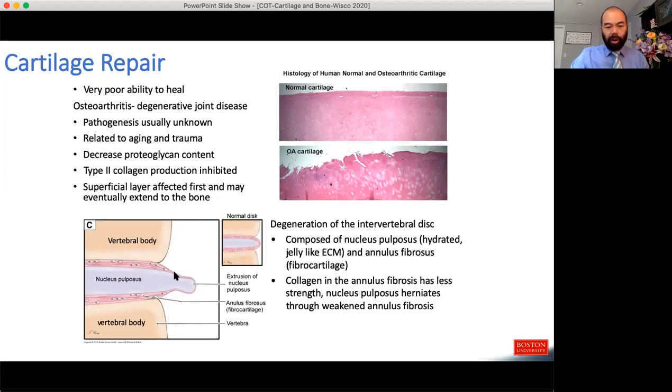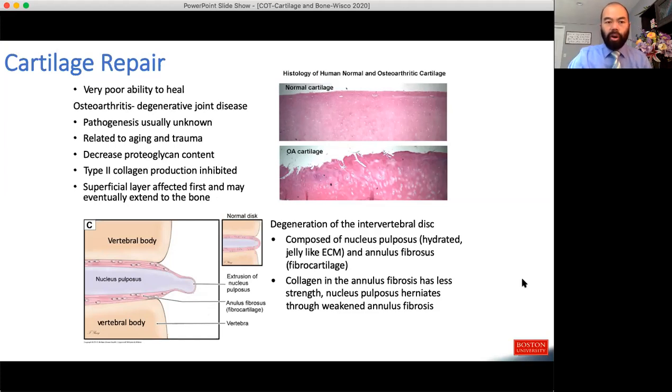When that fibrocartilage breaks down, then the nucleus pulposus can protrude. And typically when this happens, we talked about this in the context of nerve impingement. Some of you might know that colloquially as sciatica, but this is what's going on here.